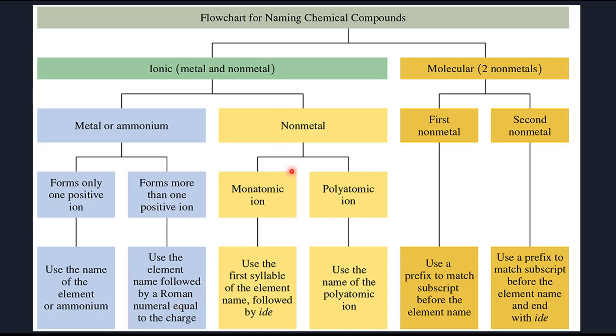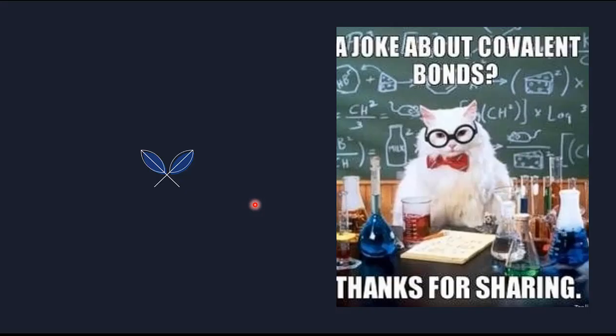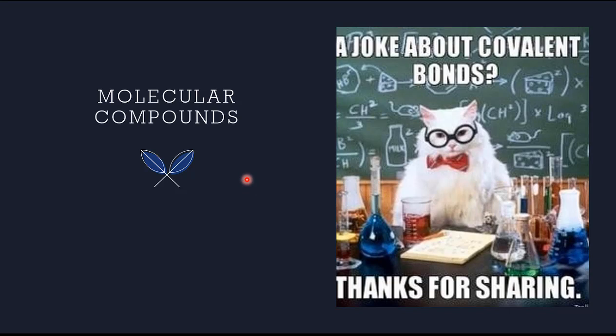Secondly, the nonmetal, if it is a monoatomic ion or just an element ion on the periodic table, we use the first syllable of the name followed by "ide." If it's a polyatomic anion, then we just use the name of the polyatomic ion. All right, when we meet again, we'll talk about molecular compounds. All right, so that's all I have for this part of the lecture. Come back for part 2, where we will talk about molecular compounds and naming them.